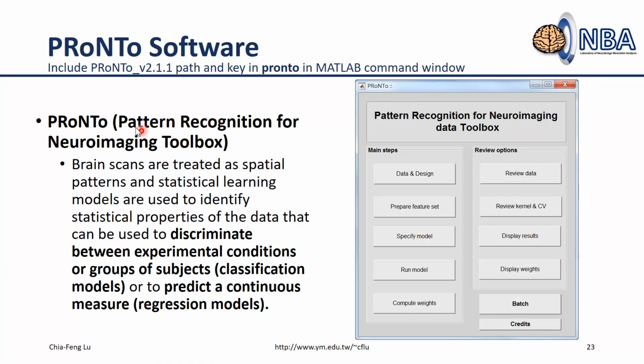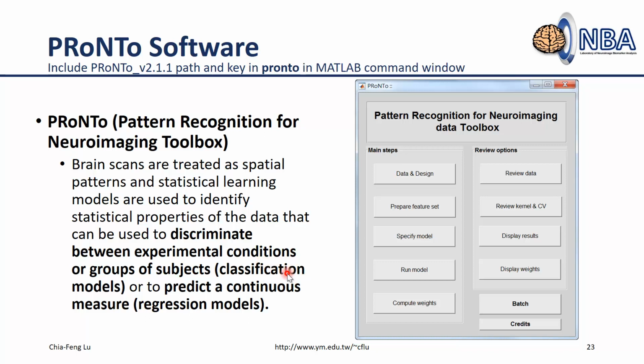Basically, the full name of this toolbox is Pattern Recognition for Neuroimaging Toolbox. It also supports multimodal data, for example EEG or MEG datasets. PRoNTo provides the possibility to use machine learning approaches to do classification based on fMRI data or EEG or MEG data, just some functional dataset.